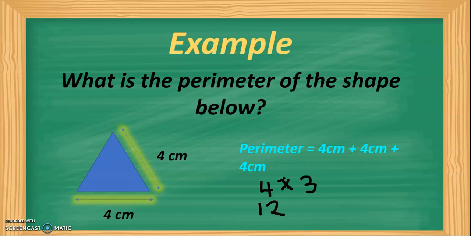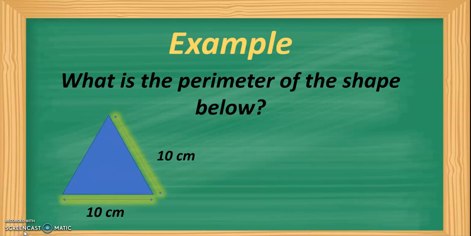Alright. Now, I want for you to pause the video and attempt this question here. So we're finding the perimeter of this triangle, and each side measures 10 centimeters. So pause it, and you're going to comment below your response, and then replay the video to see if you got it correct. Or you could hold your response and let me know if you got it correct instead of telling me your answer below.